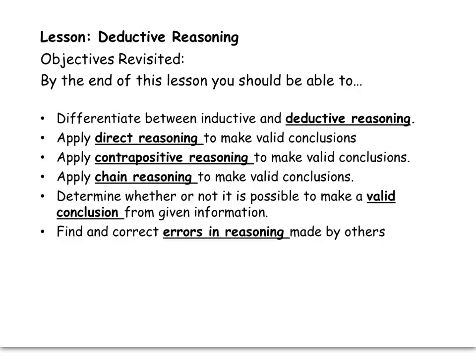So we've now talked about all of our objectives. It's time to go back through and make sure that you understand each one of these topics. If you don't understand any of them, please star the objective so that we can go over it in class tomorrow. The first objective was to differentiate between inductive and deductive reasoning. The second was to apply direct, contrapositive, and chain reasoning to make valid conclusions, and also to determine whether or not it is possible to make a valid conclusion given particular information. Lastly, it was our goal to find errors in reasoning made by others, and we just found one made by Leon in the previous example.